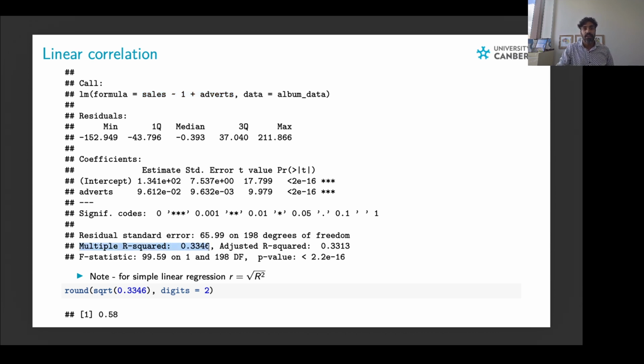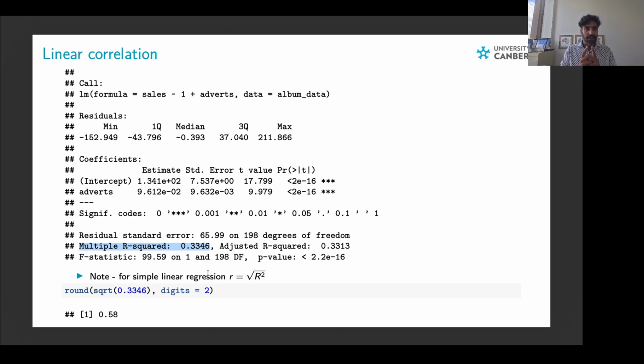This is the coefficient of determination, R squared, and essentially it comes down to how much of the variance in the dependent variable, here it's sales, is shared with advertisements. Here we see that the multiple R squared is 33%. It says 0.33, but you times by 100 and you get the percent. So 33% of the variance is shared between the two.